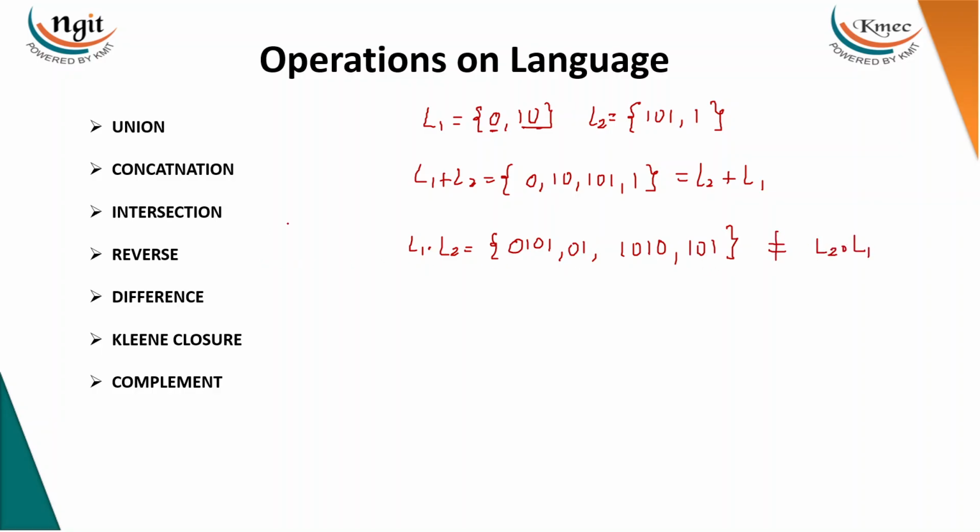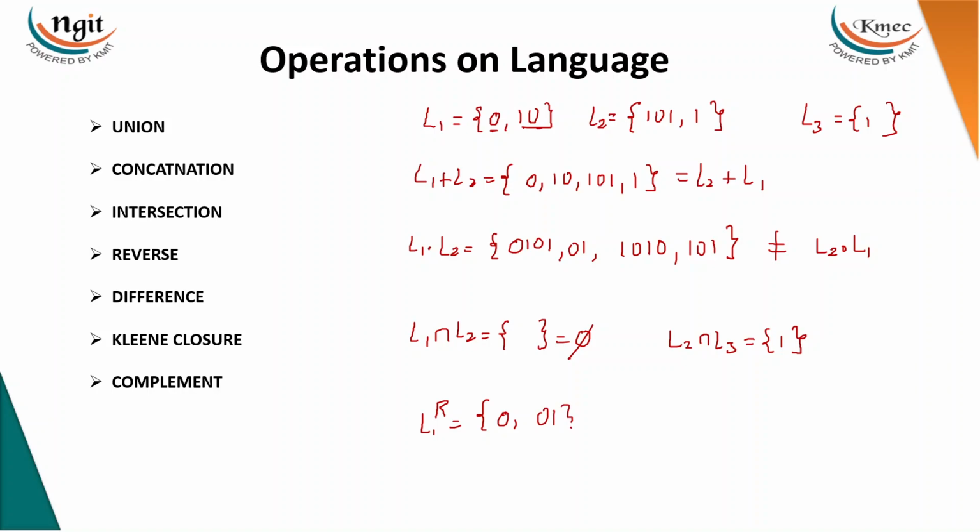Then intersection means you have to take the common strings of L1 and L2. As there is no common string, you can take it as the empty set. For example, if I have another language L3 equivalent to {1}, then what is L2 intersection L3? That should be treated as 1, right? Same way for reverse, you perform the string reverse, like L2 reverse or L1 reverse. 0 reverse is 0, 10 reverse is 01.